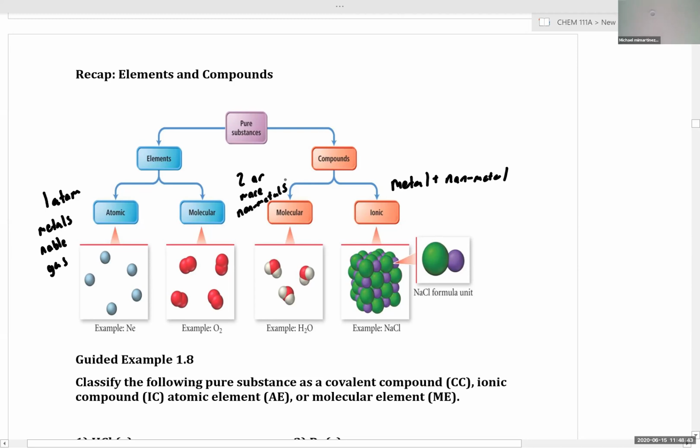And what's the critical distinction between an element and a compound? A compound contains 2 or more different elements.